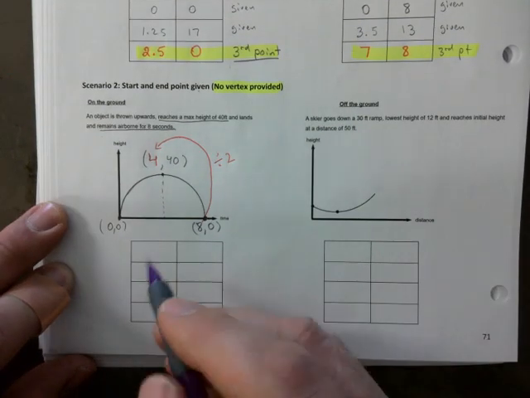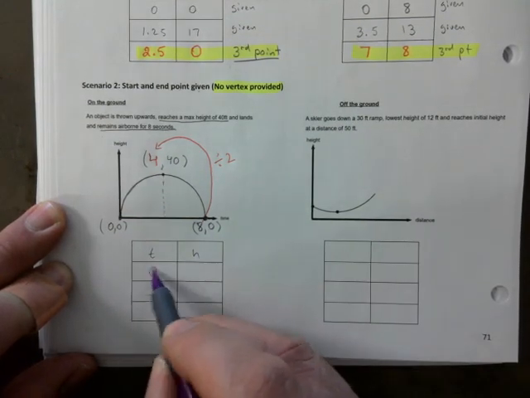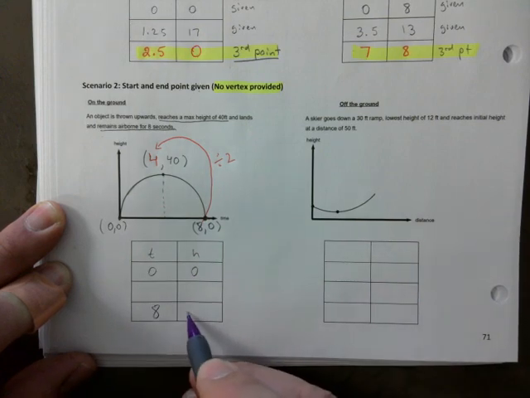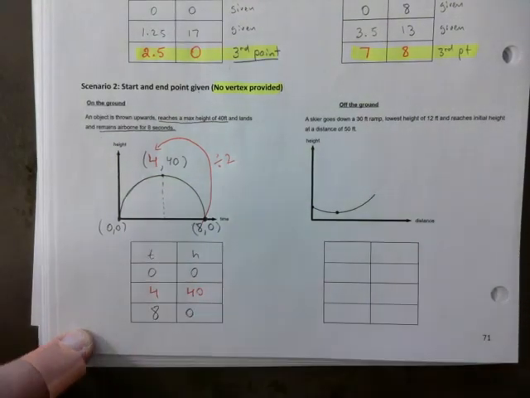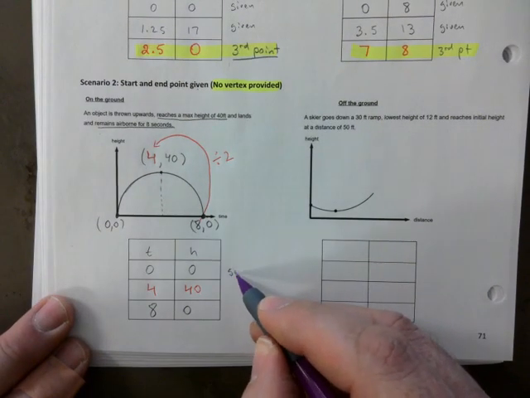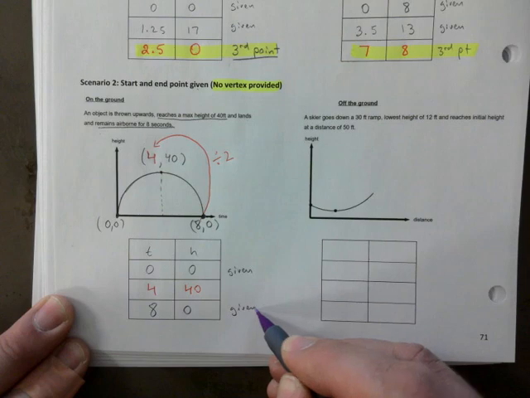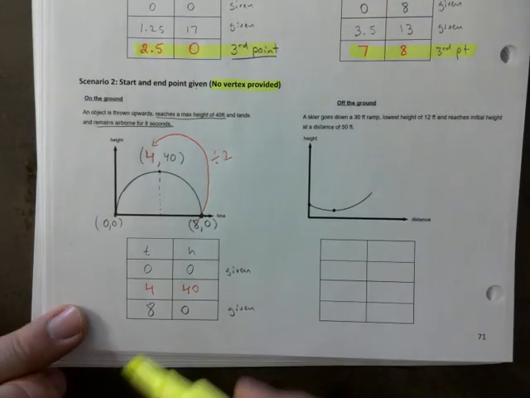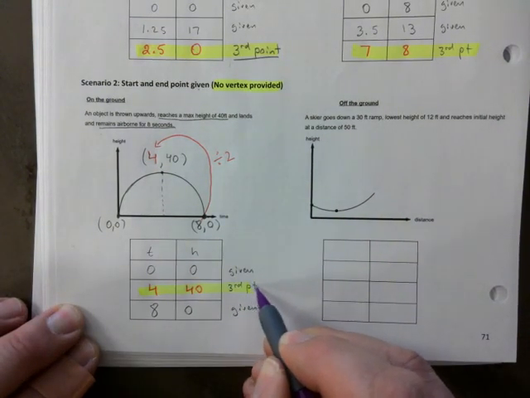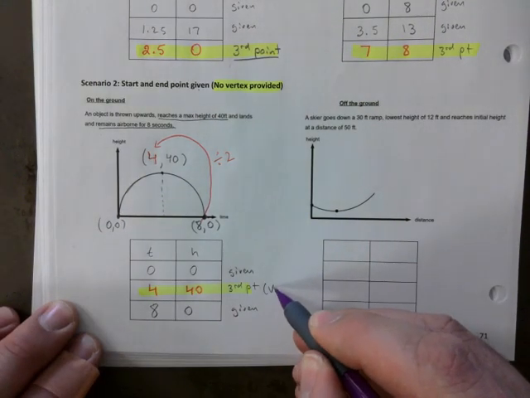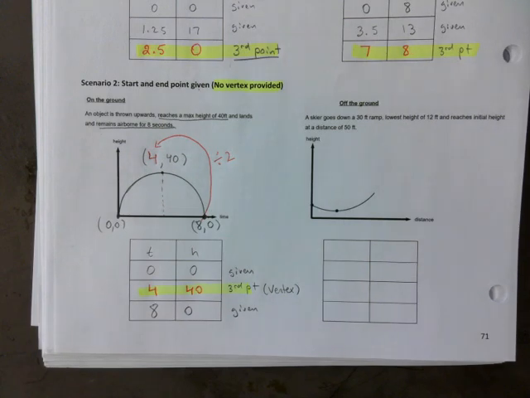So let's do our table here. This would be time and height again. Time and height, 0, 0, 8, 0. And then we found this one, which was 4, 40, right? So this was given. There's our third point, which is the vertex. So sometimes it's times, sometimes it's divide. If you sketch it, it should make sense to you. Okay. All right, next.